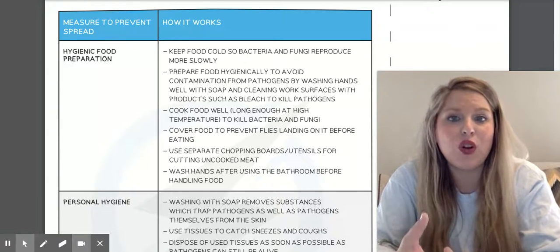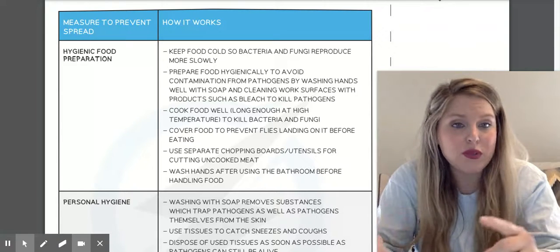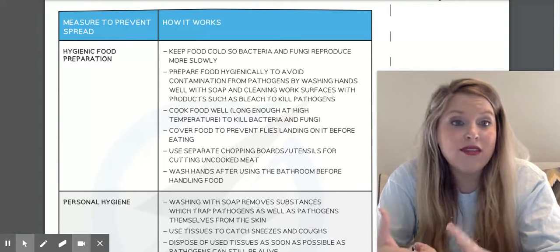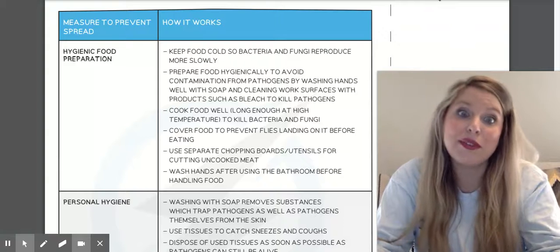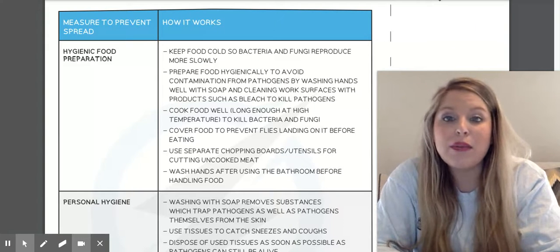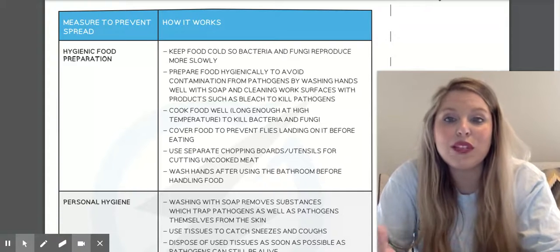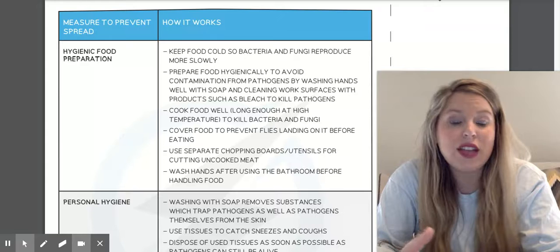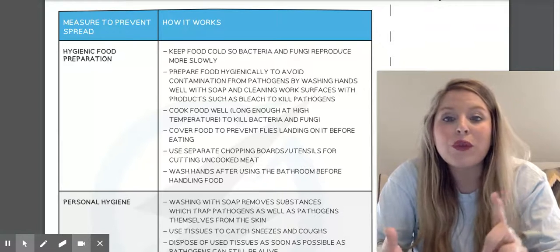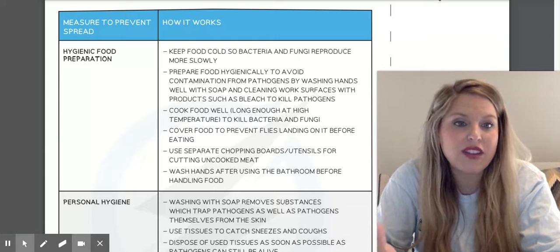We need to keep food cold so that bacteria and fungi reproduce more slowly. This is very important when you have freezers in restaurants and in stores. If they go out, all that food has to be removed, or it's supposed to be removed. We need to prepare food hygienically to avoid contamination by washing our hands really well with soap, and cleaning work surfaces and products with bleach to kill certain pathogens.